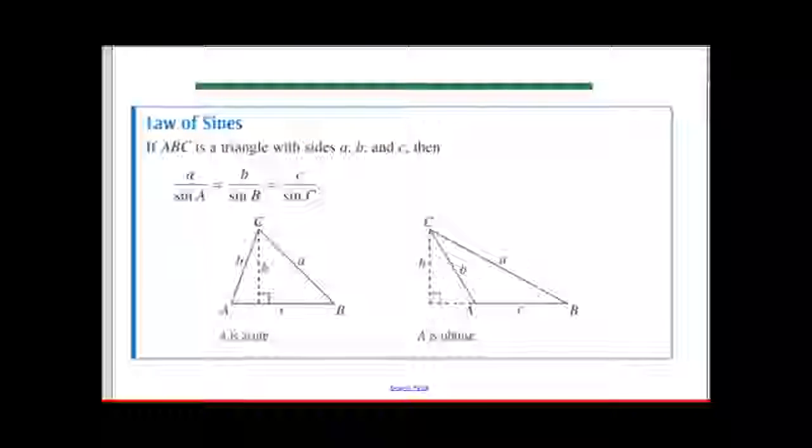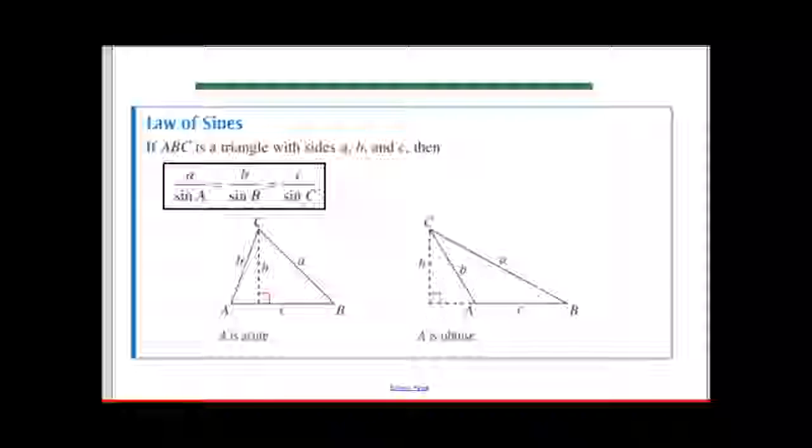In any triangle, if we label the angles with capital letters, like A, B, C, then the sides opposite are lowercase letters. So opposite angle A, capital A, is side a. Opposite capital angle B is side little b. Opposite capital angle C is side little c. The law of sines tells us that the ratio of the side to the sine of the angle opposite is equal for every side-angle pair.